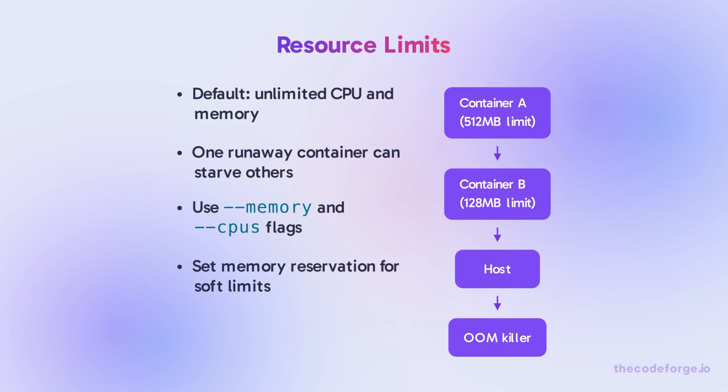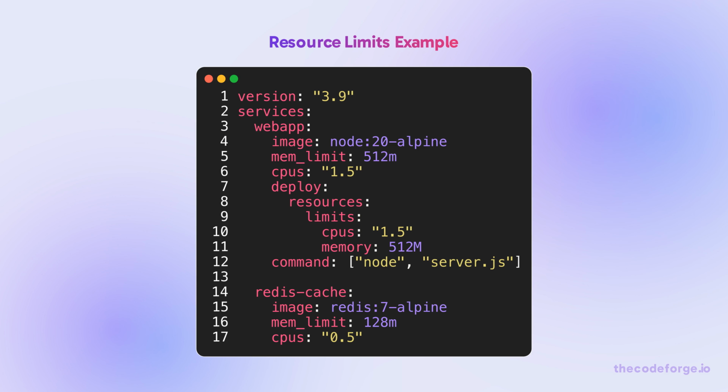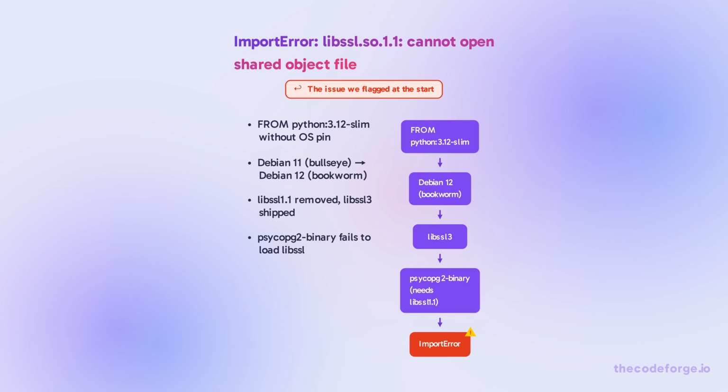Without limits, a single container can consume all host resources and starve others. Always pin CPU and memory. Docker's default is unlimited, don't trust it. This compose file sets hard memory and CPU limits for each service. The web app gets 512 MB and 1.5 CPU cores. Redis gets 128 MB and 0.5 cores. Test with docker stats. This is the same issue we highlighted at the start.